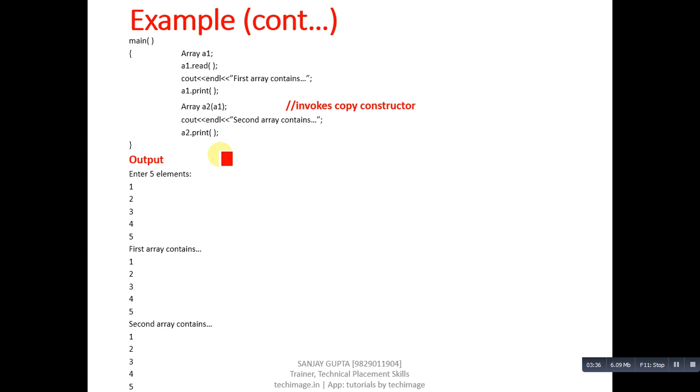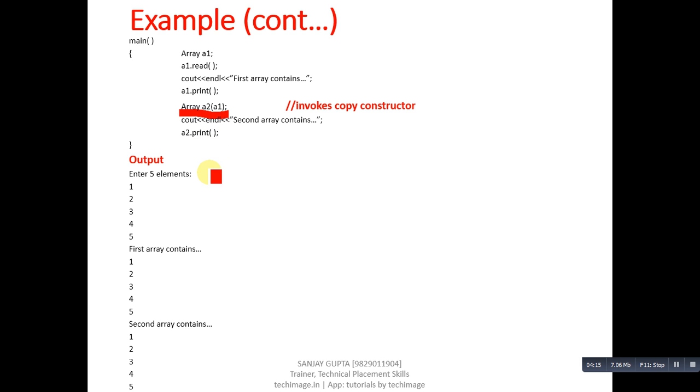Now the main function. Inside the main function, the A1 object is created. Here the default constructor will be invoked, then A1.read will read some values from the user, then A1.print will display all the entered values on the console. Now this statement is important: Array A2 = A1. Here the copy constructor will be invoked, the reference of the A1 object will be passed, and through that reference all the elements which are available inside A1 will be initialized into A2. Then A2.print will print the values which are available inside A1, but now these values are available inside A2.